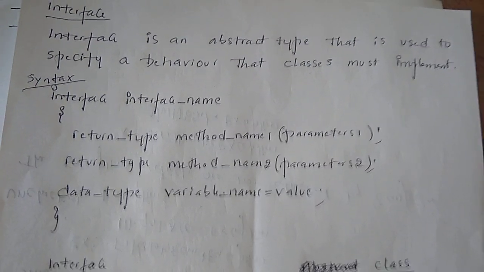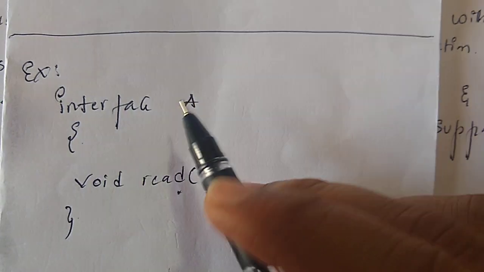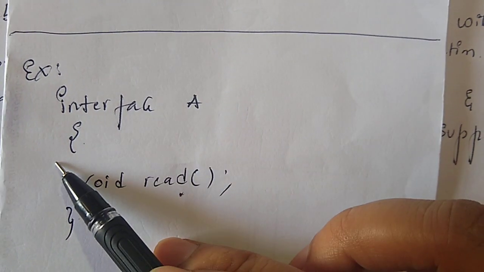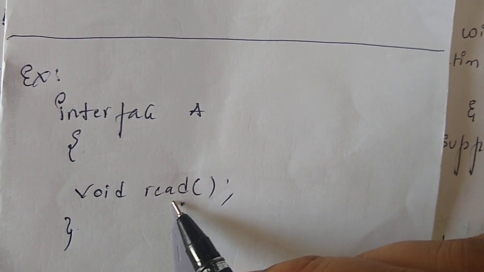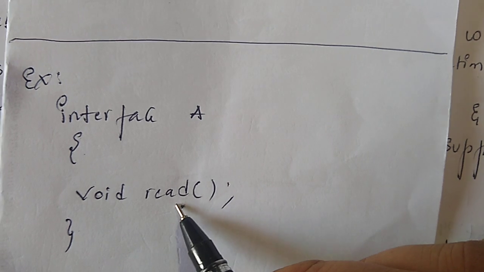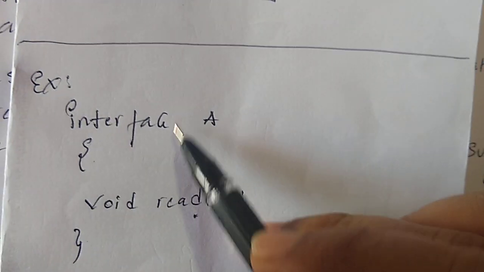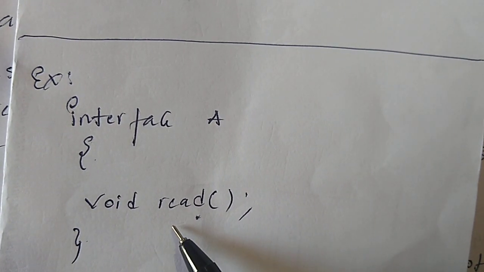Now I'll show a simple example. So here I consider a simple example. Okay, so interface, it's a keyword, space, interface name I have taken as A. This is the body of the interface, within which there is only one method that is just declared. So the definition I am supposed to write within a class. Okay, just copy this example. So if you observe, this is almost similar to a class. There are some differences. Next we will see the difference between interface and class.